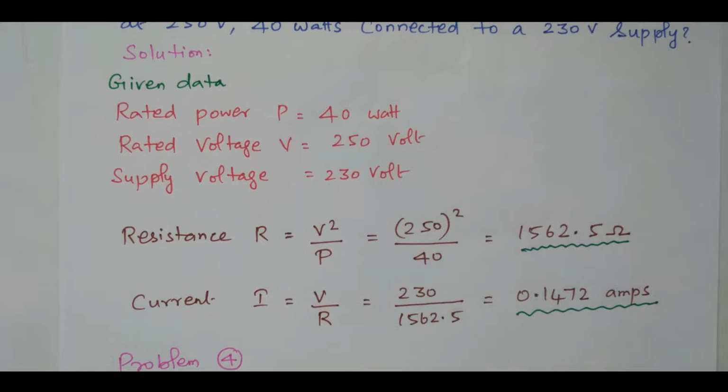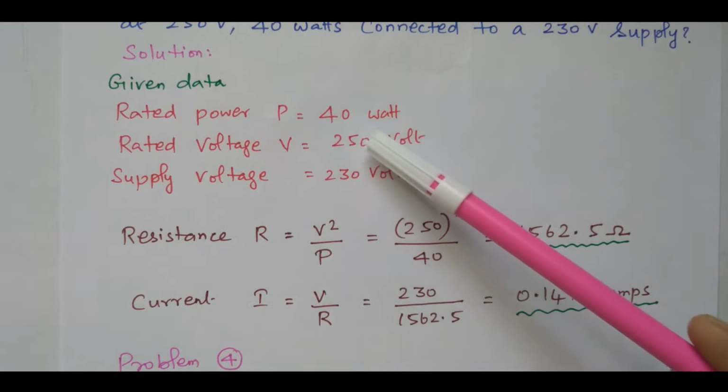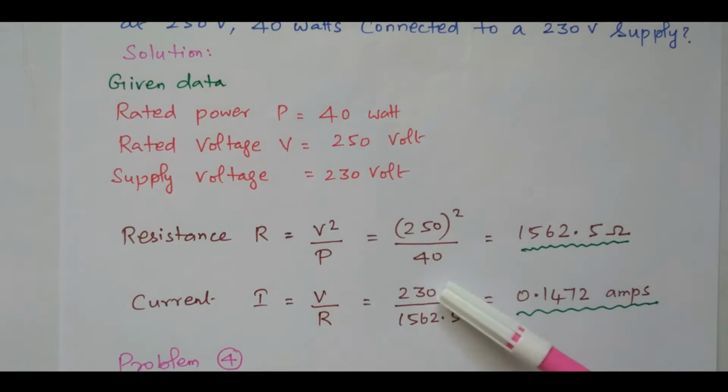Current I equal to V by R. V is already given: supply voltage 230. 250 is the rated voltage, but the supply voltage is 230. Resistance we calculated as 1562.5 ohm. So we can substitute: V equal to 230, R equal to 1562.5, so that I is 0.1472 amperes. So the current drawn by the lamp is 0.1472 ampere.